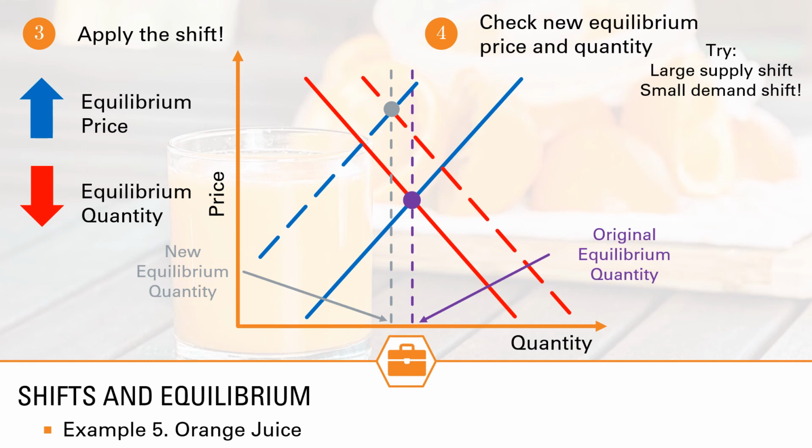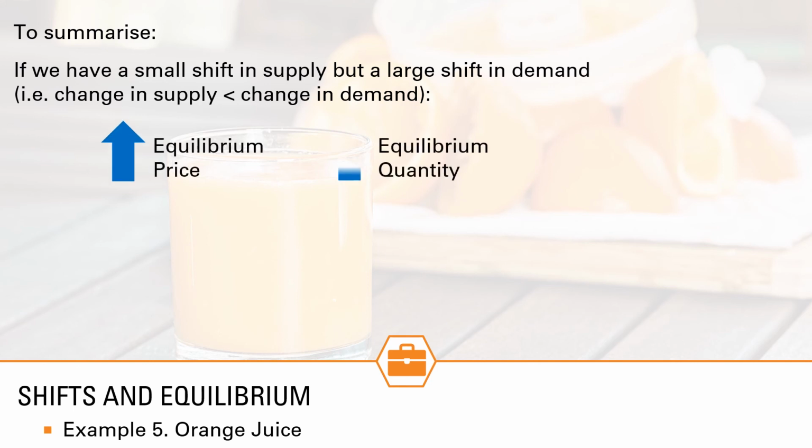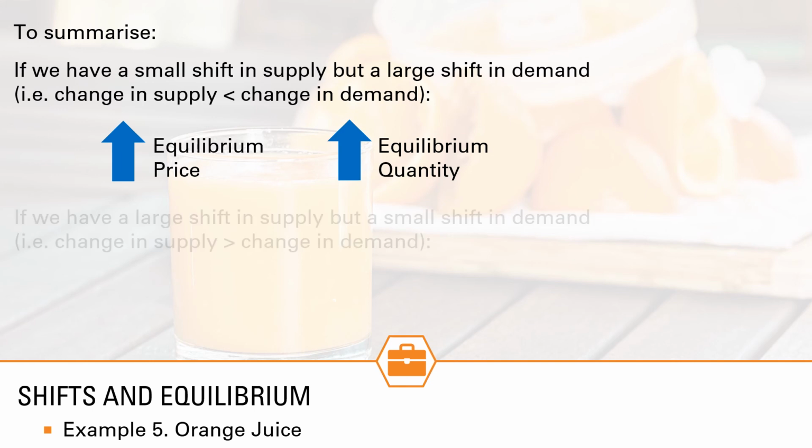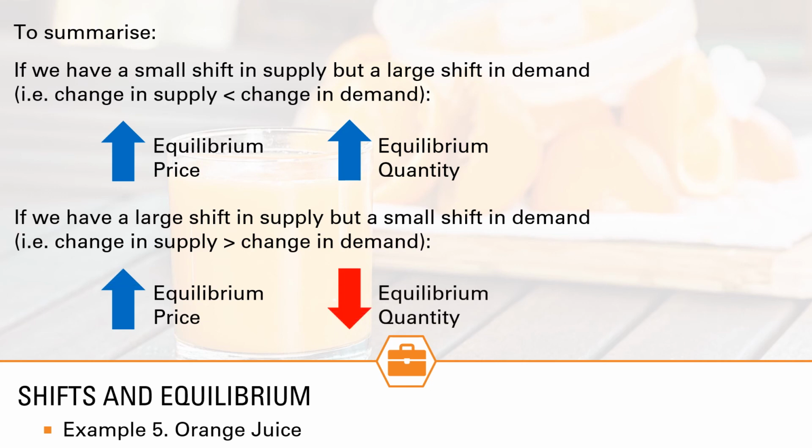Right? So let's summarize what happened between these two scenarios. One with a large supply shift, small demand shift, and the other one, the first one, with a small supply shift and a large demand shift. If we have a small shift in supply but a large shift in demand, equilibrium price goes up. And equilibrium quantity also goes up. If we have a large shift in supply instead, if the shift in supply is greater than the shift in demand, the equilibrium price goes up as well, but the equilibrium quantity goes down.